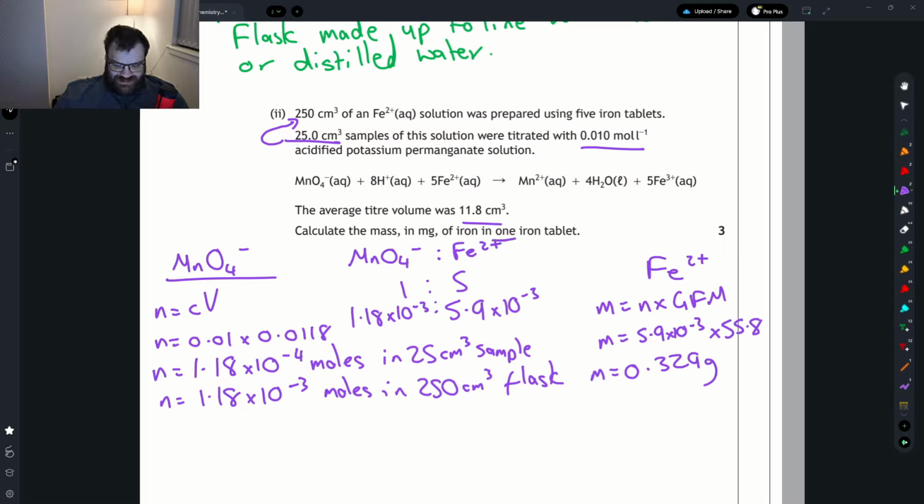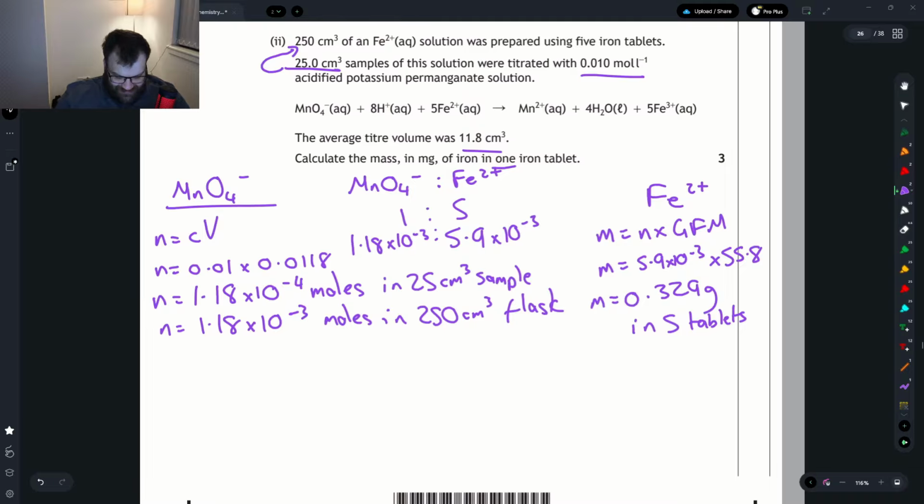Not quite. So that's in 5 tablets. So let's divide that by 5. We tell you what 1 tablet would be. It's also milligrams, oh for goodness sake. Okay, so that would be 0.0658 grams, or milligrams. Well, 1 gram is 1,000 milligrams, so we can do 65.8 milligrams as our final answer.